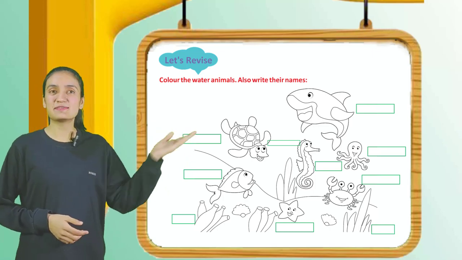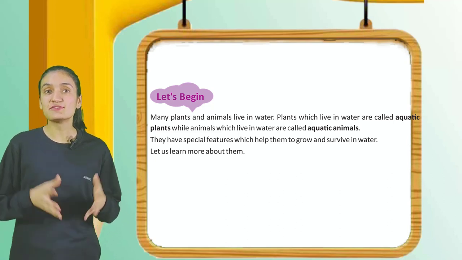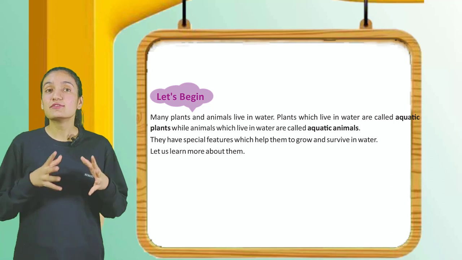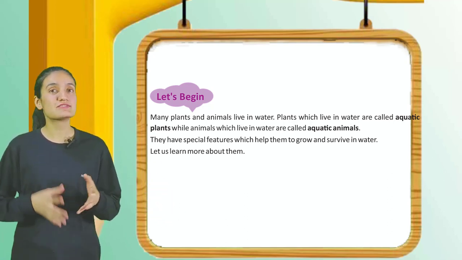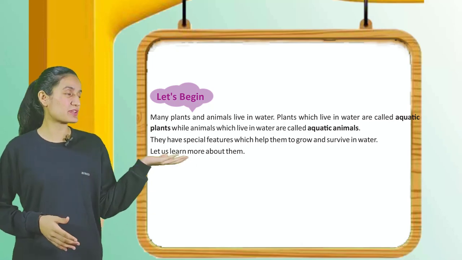Now let's begin. Many plants and animals live in water. Plants which live in water are called aquatic plants, while animals which live in water are called aquatic animals. They have special features which help them to grow and survive in water. Let us learn more about them.